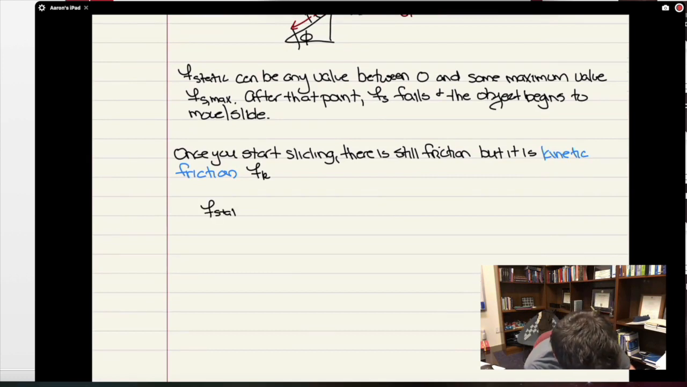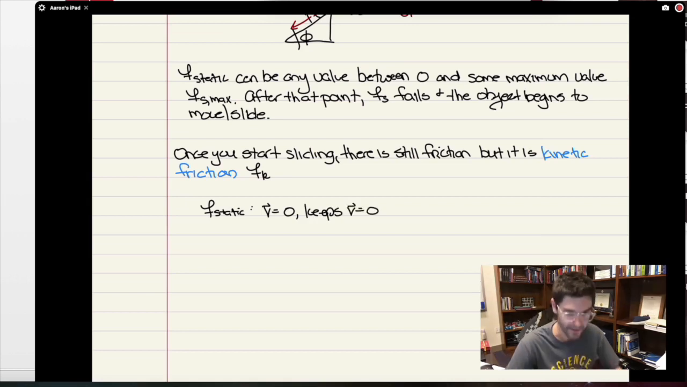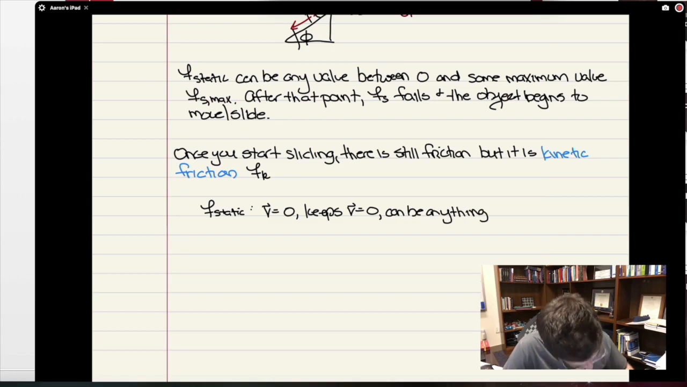So let me summarize, and then I think I will just call it for today's lecture, and then we can go into this more in the next lecture. So F static requires that V is 0, and it wants to keep V as 0. It wants everything to stay stationary. It can be anything up to some maximum value.